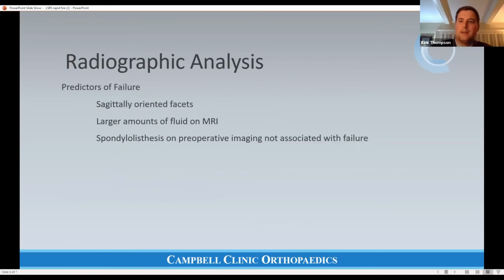A radiographic analysis was done at the conclusion of the study, and specifically at the L4, L5 level, we found that sagittally oriented facets, first described by Bowden, as well as larger amounts of fluid on preoperative MRI at the L4, L5 level was associated with higher rates of failure. We also found that preoperative spondylolisthesis on upright imaging was not associated with primary failure.